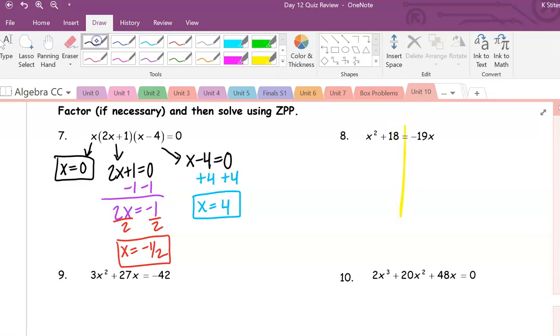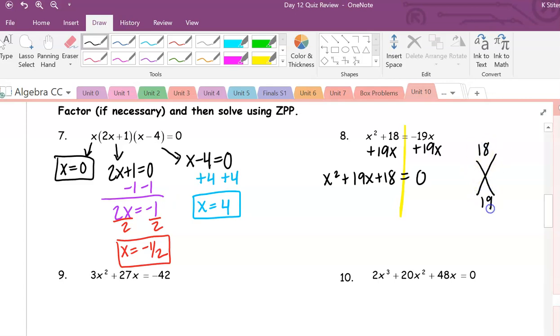So to get my equals 0, I will add my 19x over. And since it's my x term, it should go in the middle. That's going to be my add number. There we go. I'm going to check. I do just have a 1 in front of the x squared, so this is ready to do my box problem. I am multiplying to 18 and adding to 19, and that's just going to be 18 and 1.